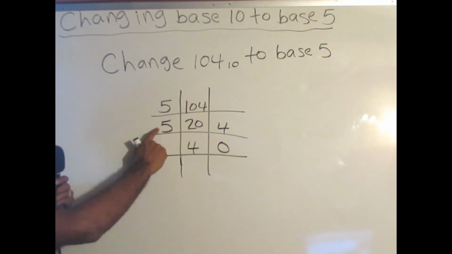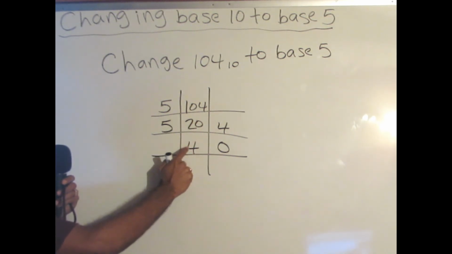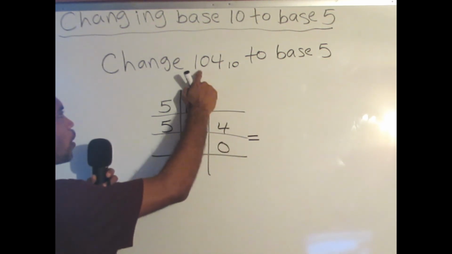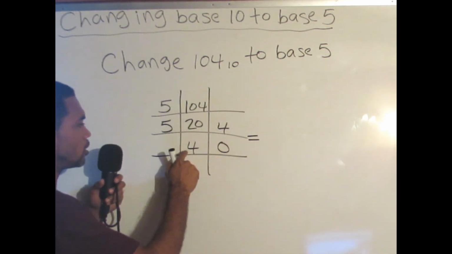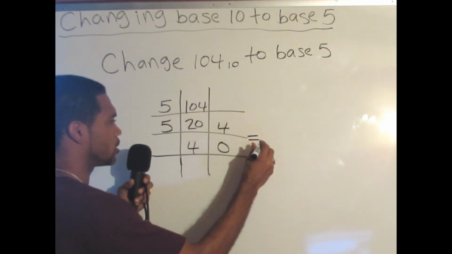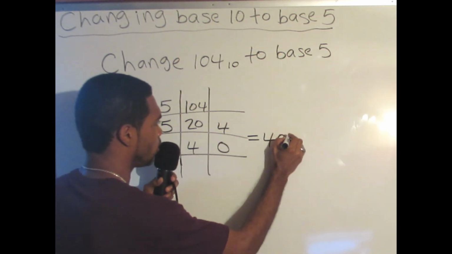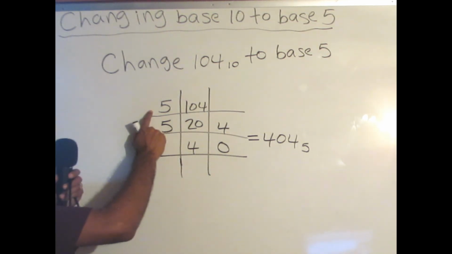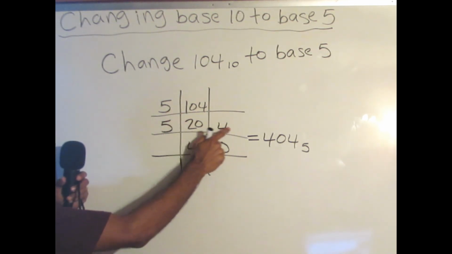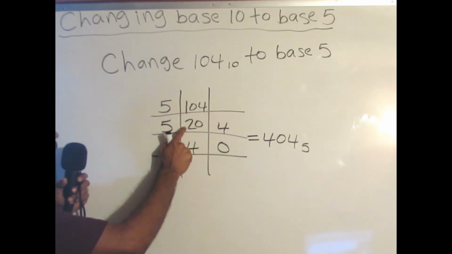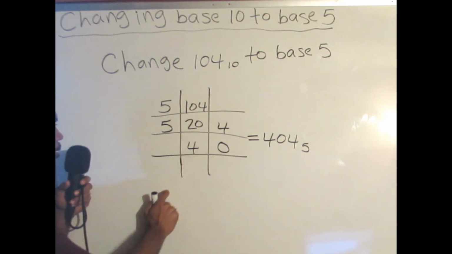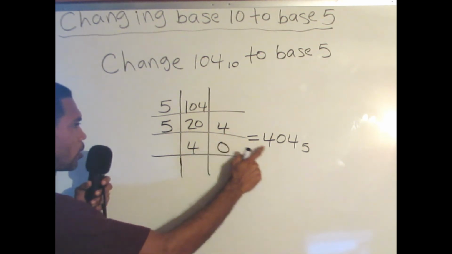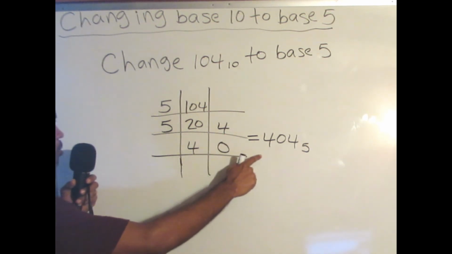So again, what did we do? 5 can go into 20 4 times perfectly, with 0 remainder. And in order for us to change 104 base 10 to base 5, our answer is 404 base 5. So 404 base 5. Alright, again, 5 can go into 104 20 times with 4 remainder. 5 can go into 20 perfectly 4 times with 0 remainder. And our answer is 404 base 5. And the problem is solved.